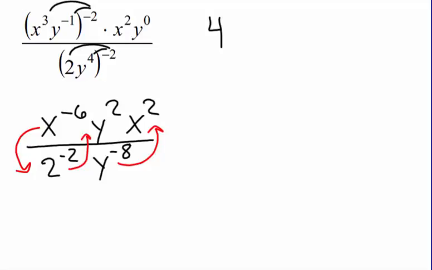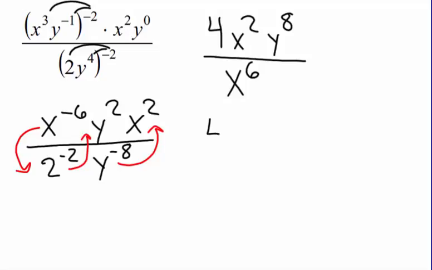So now I've got 4, and then my x's, I'm going to end up with an x squared on top, and then I've got my y squared and y to the 8th in the numerator now. And then I move my x to the 6th to the denominator. Looks like I forgot to write down the y squared.